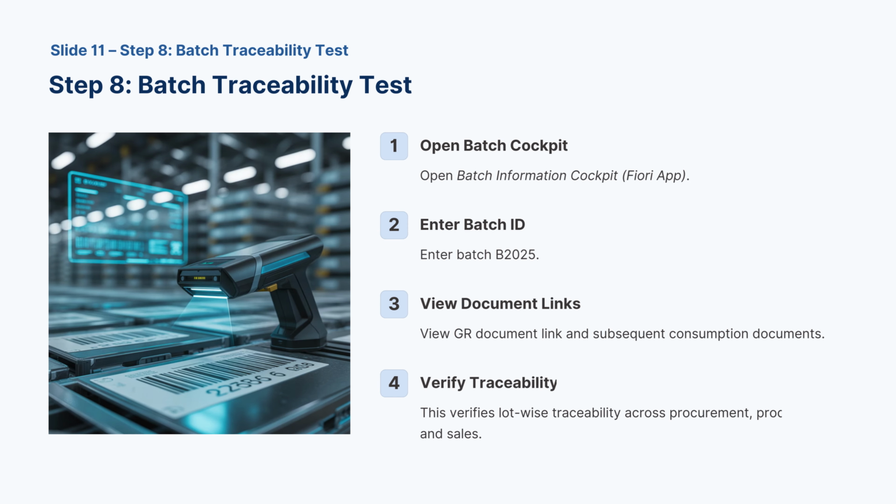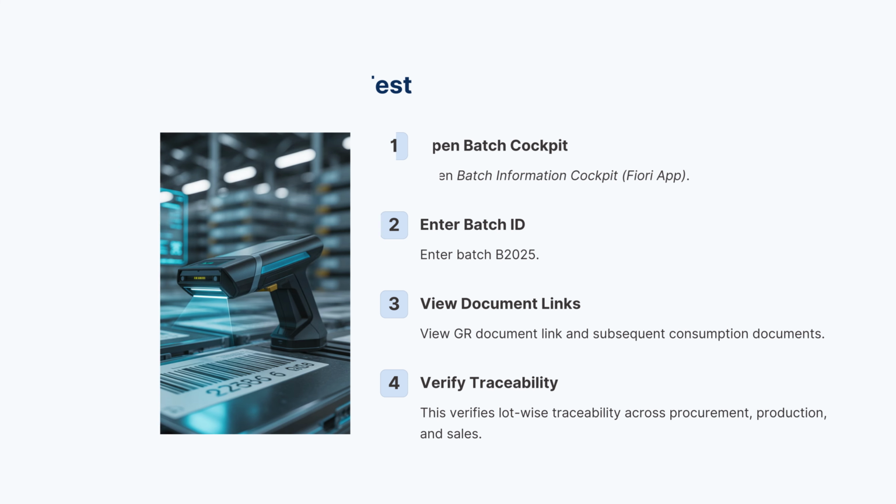Step 8. Batch traceability test. Now let's verify traceability using the Batch Information Cockpit. Enter the batch number B225, and you'll see the GR document linked with any subsequent consumption or issue transactions. This batch-level traceability is critical in regulated industries such as pharmaceuticals, aerospace, and food processing.